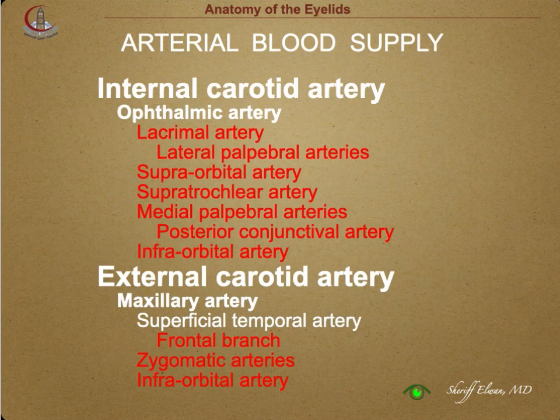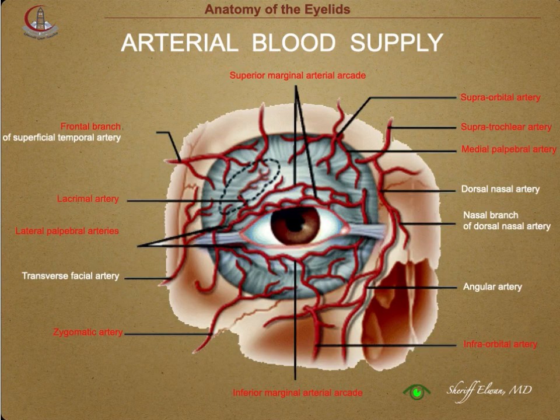So to enumerate the arterial blood supply of the eyelids, the internal carotid artery gives off the ophthalmic, which gives the lacrimal, which gives the lateral palpebral, and with the lacrimal we have from the ophthalmic the supraorbital, supratrochlear, medial palpebral that gives off the posterior conjunctival artery, and the infraorbital artery in addition. The external carotid gives the maxillary that gives the superficial temporal artery, which gives off the frontal branch, and the zygomatic arteries and the infraorbital artery.